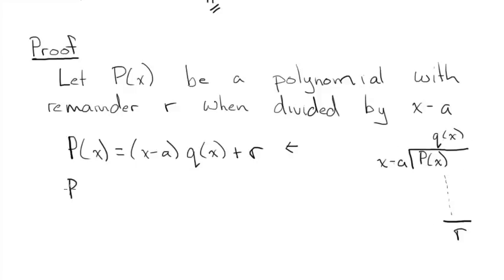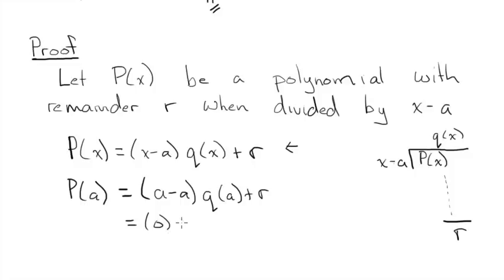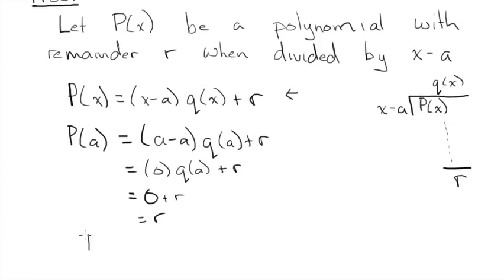Well, now let's just evaluate p at a. If I put a in for x, I'm going to sub in a here, so I'll have a minus a times q at a plus r. Well, a minus a is 0 times q at a plus r. I don't care what q at a is. Whatever it is, if I multiply it by 0, I'm going to get 0. So that's 0 plus r, which is r, which means p at a is equal to r, which is exactly what we wanted to prove, right?